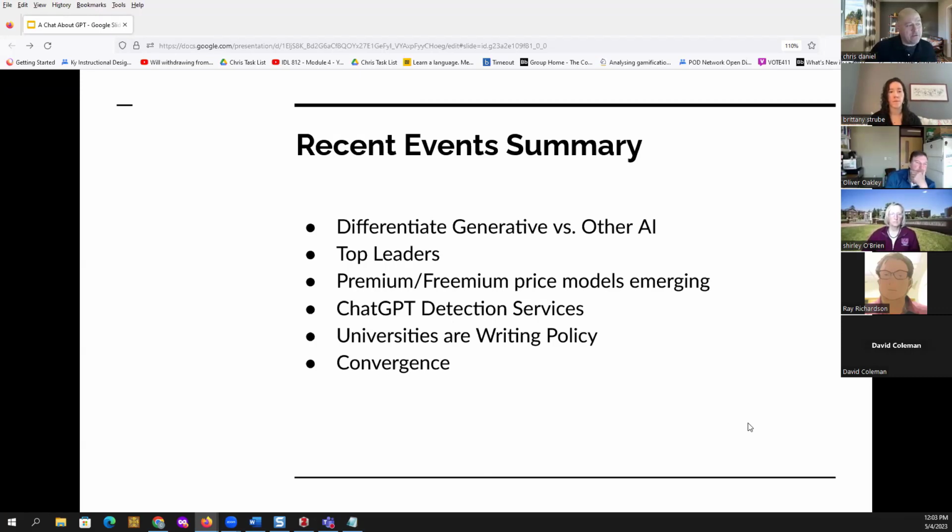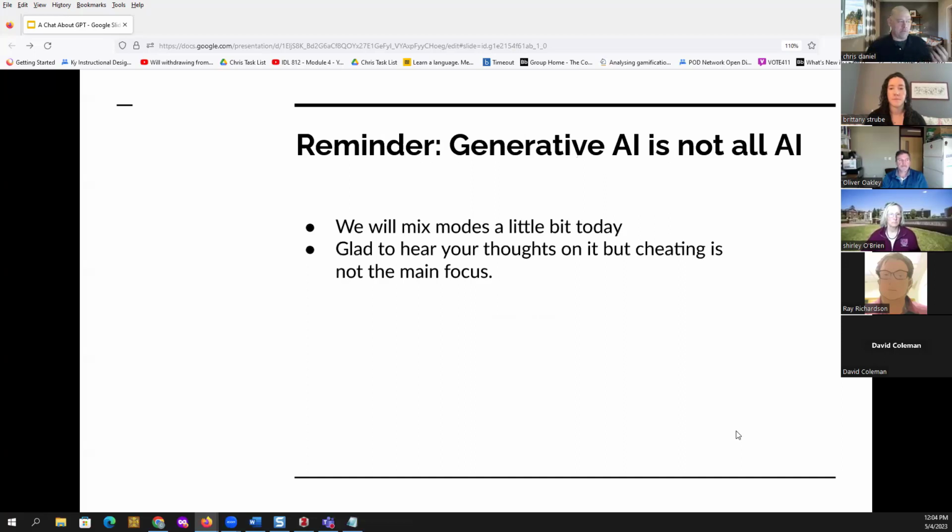We'll talk about top leaders. There are premium and freemium price models emerging. There are a host of popular detection services, although, as Oliver mentioned, and I agree, I'm not sure that any one of them is effective, and it's an arms race, like Matt Winslow said. He used the term arms race, and I think that's very appropriate. Universities are writing policy, and there is also this notion of multiple technologies around AI and generative AI, media creation, and other automations converging. And so I'll talk just a few minutes about those sorts of things.